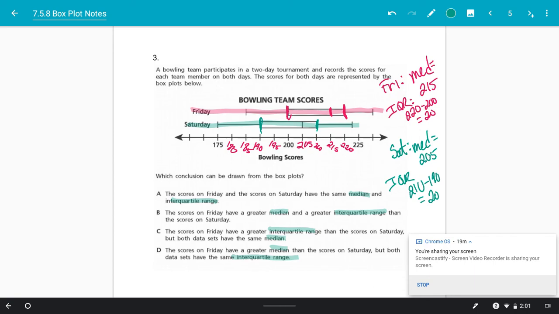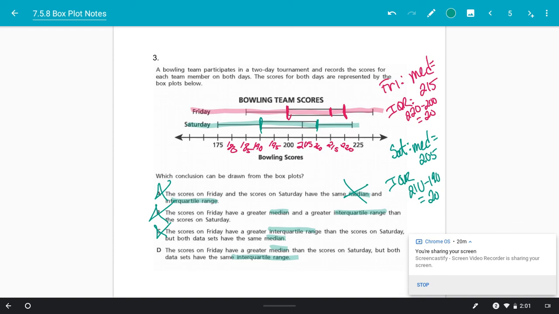Choice A says that the scores on Friday and the scores on Saturday have the same median and interquartile range. Well, they do have the same interquartile range, but they do not have the same median, so that's out. Choice B, the scores on Friday have a greater median and a greater interquartile range than the scores on Saturday. Once again, same interquartile range, different medians, and they are not greater both times, so that's out. Choice C, the scores on Friday have a greater interquartile range. Well, all right, I know that they have the same interquartile range, so again, out.